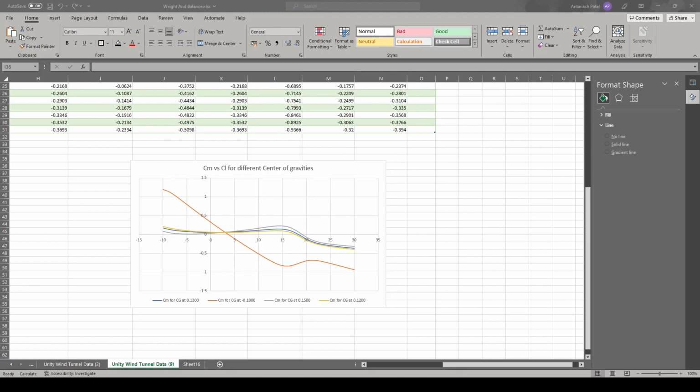This graph of CM versus CL is useful to find the neutral point of the albatross. The neutral point is the point where the coefficient of moment does not change with the coefficient of lift. This means that the line of CM versus CL will be flat. This means that the position of the neutral point will be close to one of these CG values as they have the gradient of nearly 0.